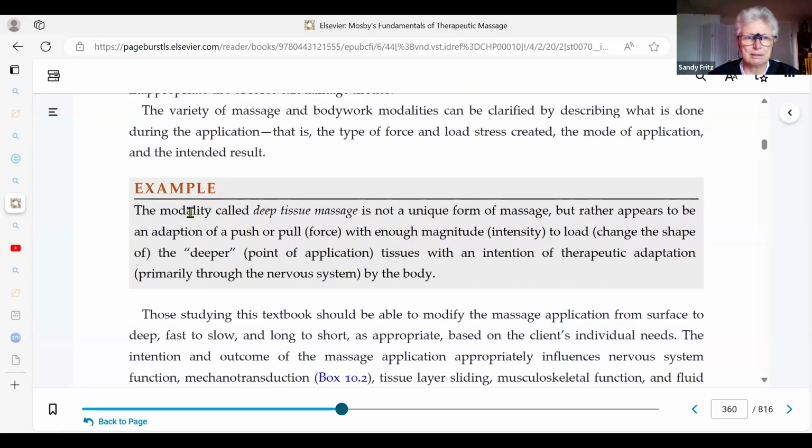These are things that should be familiar to you. And here's kind of a little example of the conundrum we find ourselves in. There's something out there, you've probably heard of it, deep tissue massage. I've never known what they meant by that. So it appears to be an adaptation of a push or pull force with enough magnitude intensity to load, change the shape of the deeper point of application tissues with an intention of therapeutic adaptation primarily through the nervous system of the body.